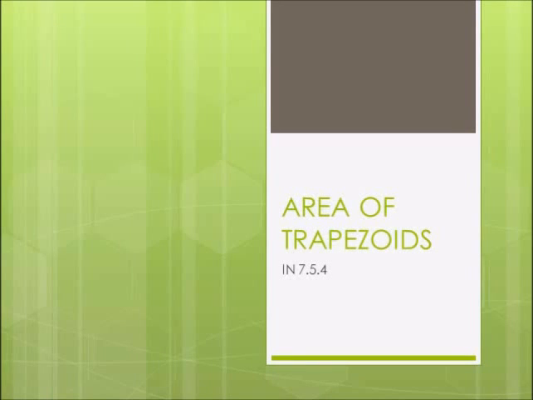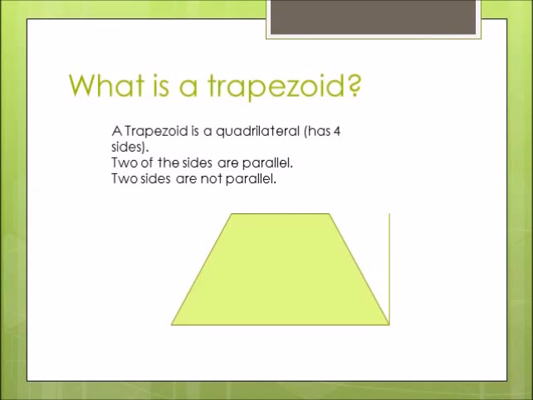This video goes over how to find the area of trapezoids. So the first thing we need to talk about is what is a trapezoid? A trapezoid is a quadrilateral, meaning that it has four sides. Two of the sides are parallel.